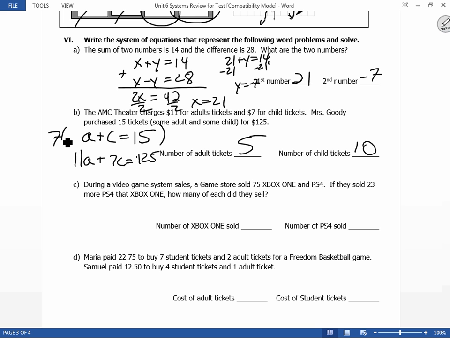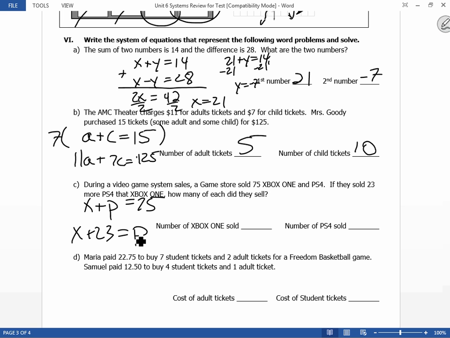For this one, Xboxes plus PS4s was 75. Now here's where people get messed up. If they sold 24 more PS4s, what a lot of people try and do is add 23 to the P, but that is incorrect. In order for them to be equal, I need to add the 23 to the X, because we want this equation to balance. Think about the scales. If you put the PS4s on one side and the Xboxes on the other, if you sold more PS4s, in order to balance the scales, you'd have to put the extras on the Xbox scale.